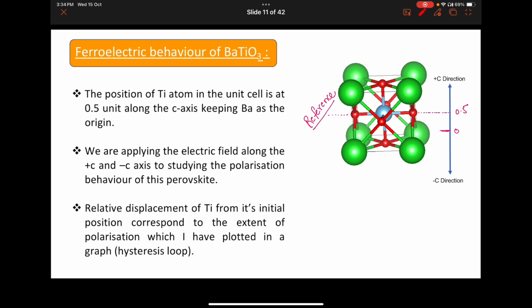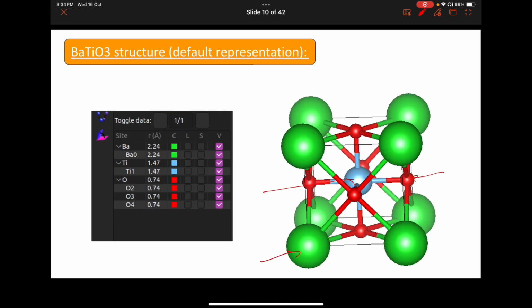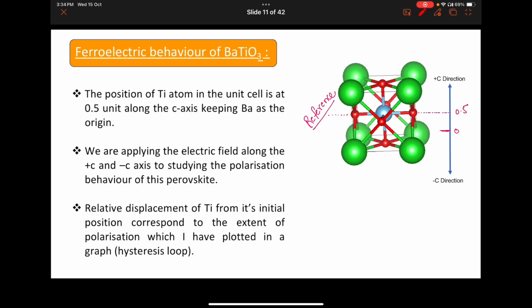We have to study the ferroelectric behavior of this structure. In the default representation, titanium sits in the octahedral void. The position of the titanium atom in the unit cell is at 0.5 along the z-axis, because we have considered the barium atom at the origin and titanium at the body center. So it is our reference position, 0.5 unit along the positive z-axis, keeping barium as the origin.